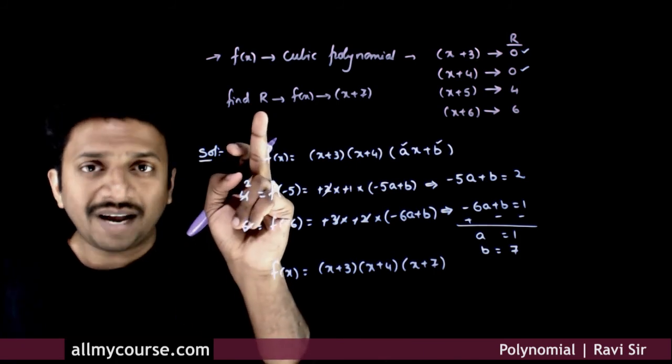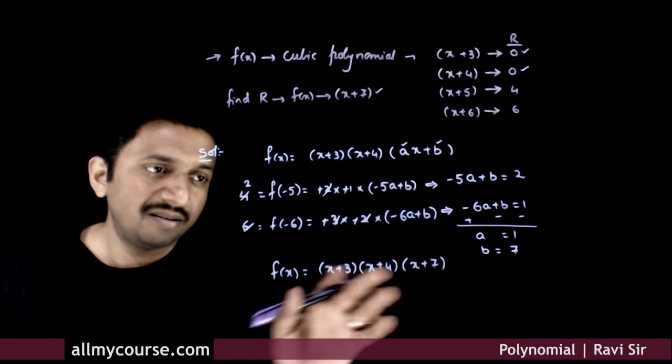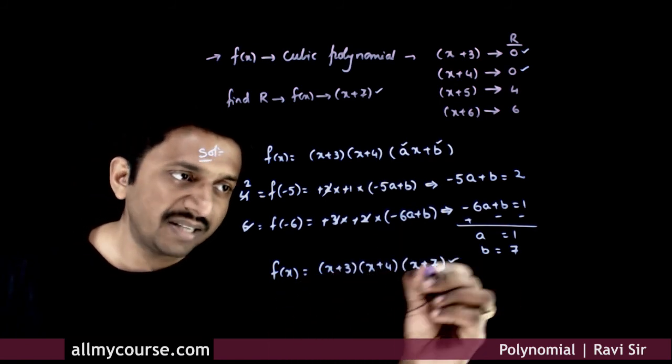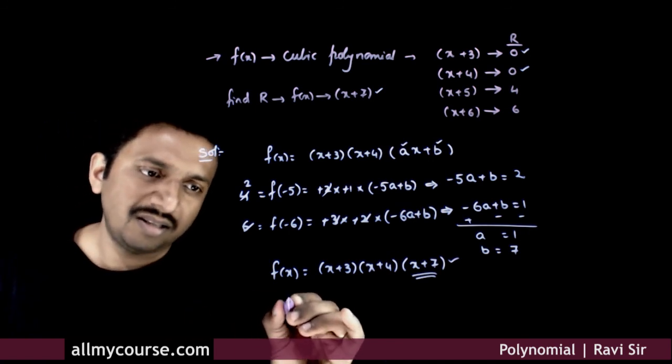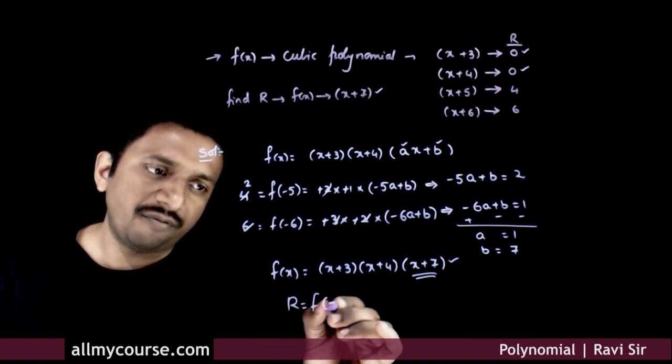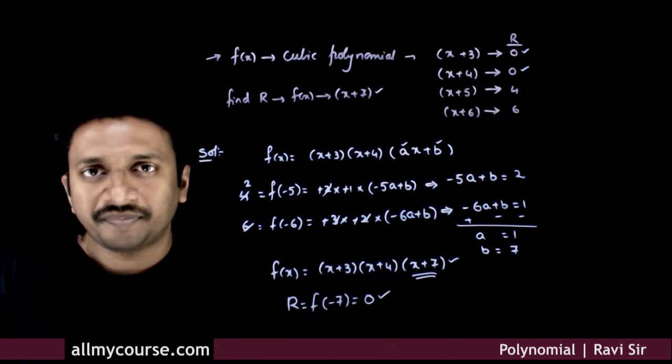Now if you're asked to find the remainder when f of x is divided by x plus 7. So as you can very clearly see, x plus 7 is a factor of f of x. Hence the remainder, which is equal to f of minus 7, will be equal to 0. Thank you.